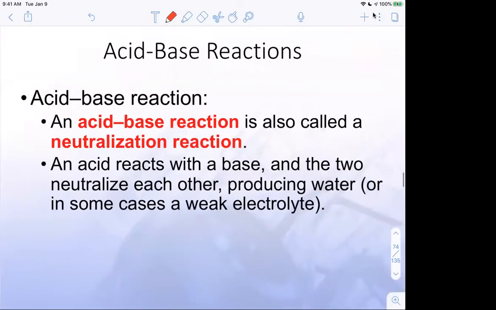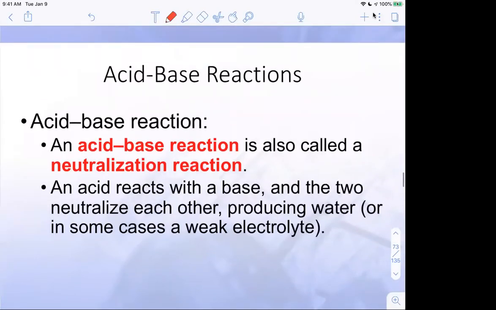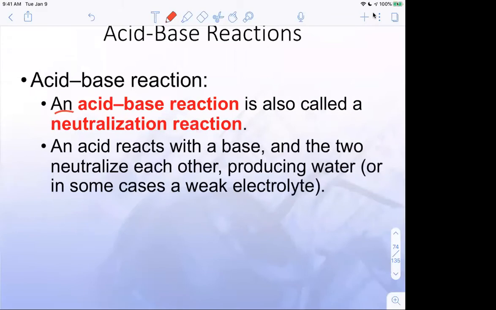An acid-base reaction is also called a neutralization reaction. And that's because an acid reacts with a base. The two actually neutralize each other, which produces water, or in some cases, a weak electrolyte. But what I get is a neutral solution, not something that's acidic or something that's basic.